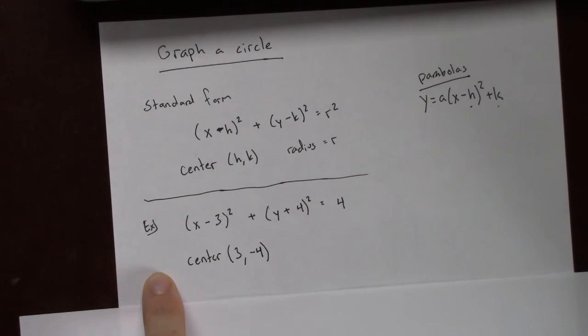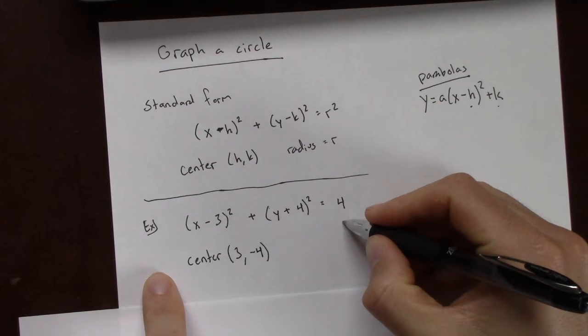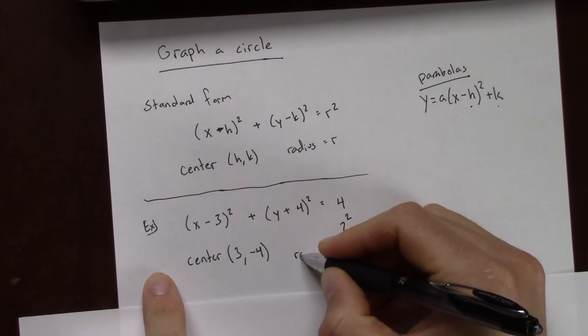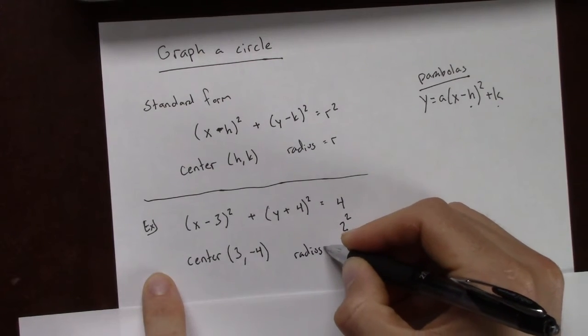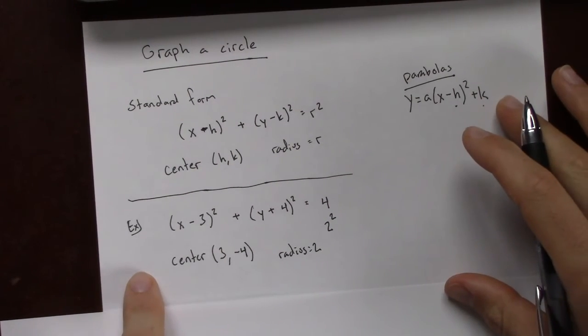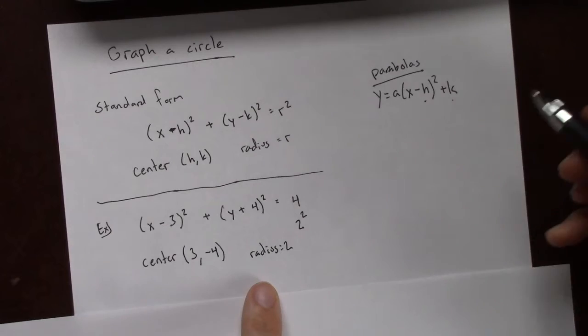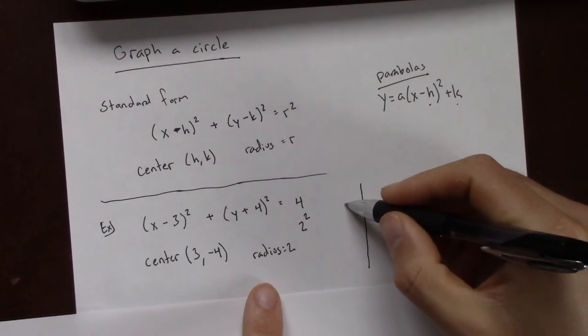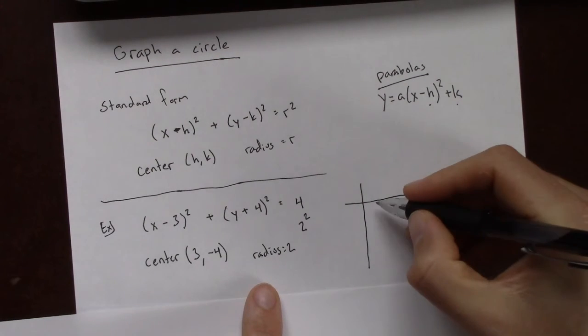And then when it comes time to the radius, we can think about it as being some number squared, in which case 4 can be rewritten as 2 squared, meaning that our radius is 2. So now that we have our center and our radius, we can sketch that graph. So what I would need to do is I would need to plot the center first.